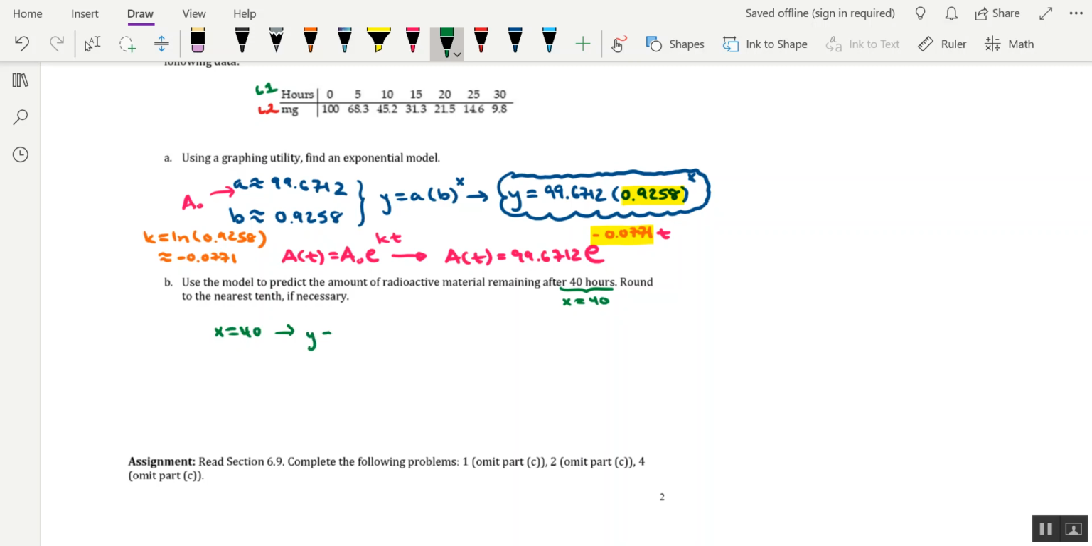So y equals 99.6712 times 0.9258 raised to the power of 40. And they want us to round to the nearest tenth, so 1 decimal place, and it'll be roughly 4.6 milligrams. Interestingly, if you plugged 40 into the exponential law version of the formula, you would get the same thing.